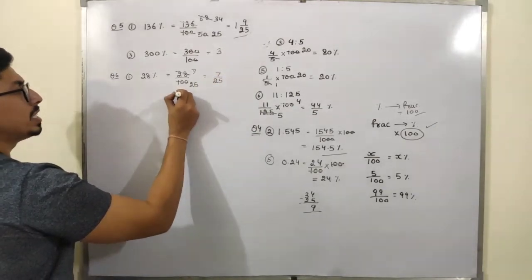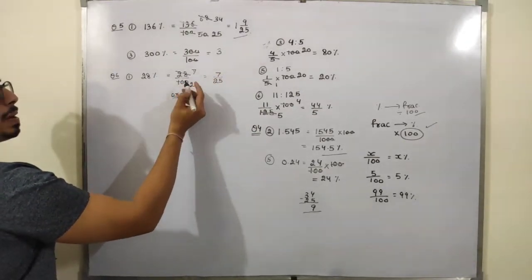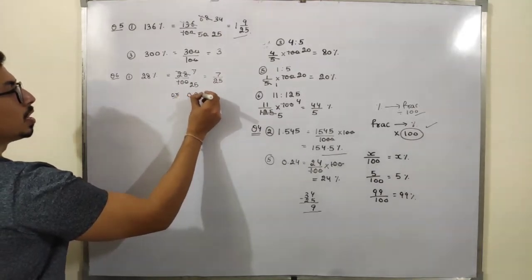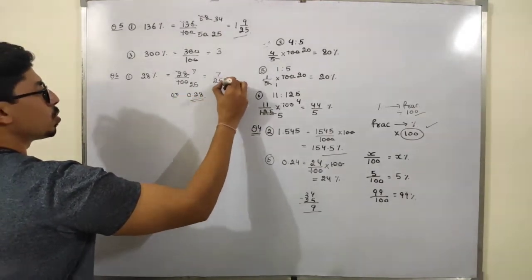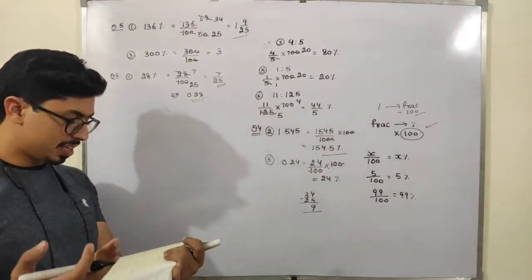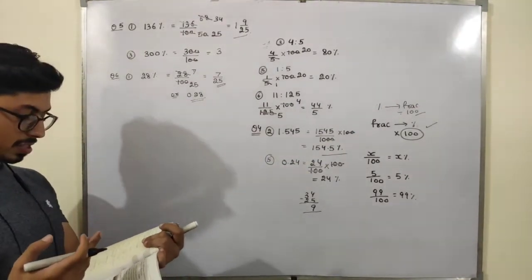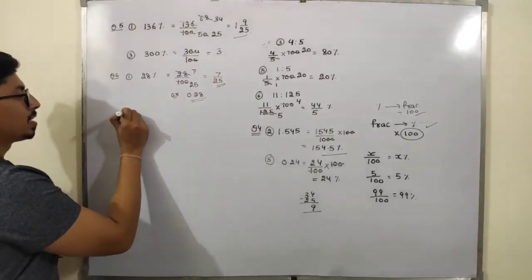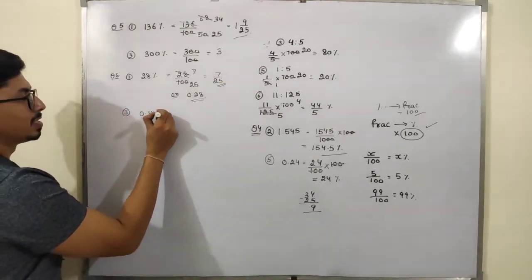Okay. Or students, I can write it like this. 28 by 100 means 0.28. Both are correct. This is also correct and this is also correct, students. Okay. Now students, if I take any other example of question number 6, that is if I take part third, that is 0.4% students.